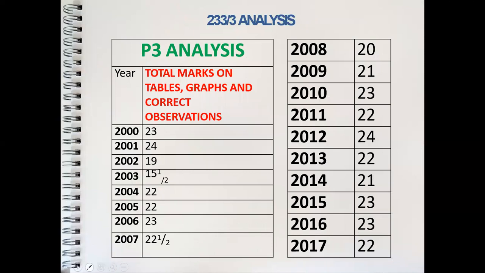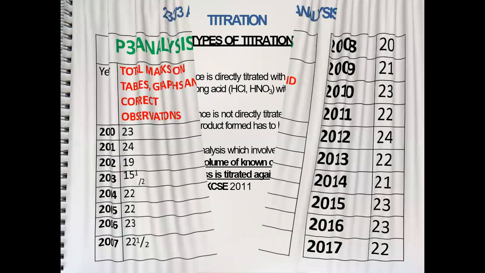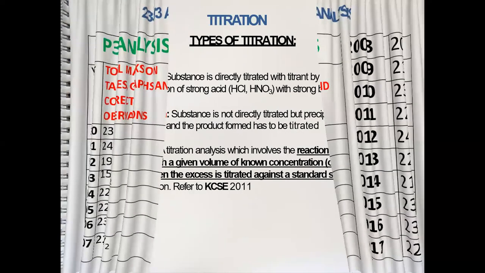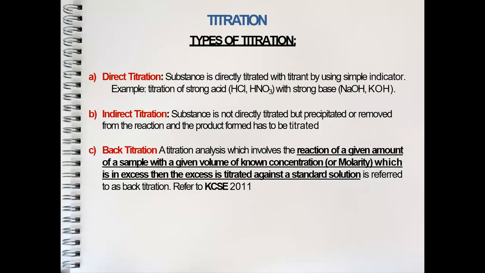This one, I don't want to discuss it now. So titration, we begin with the titration. Types of titration, always we have 3 types of titration. Direct titration. Direct titration is just acid-base titration. So that is where we react a base, neutralization reaction, I mean.